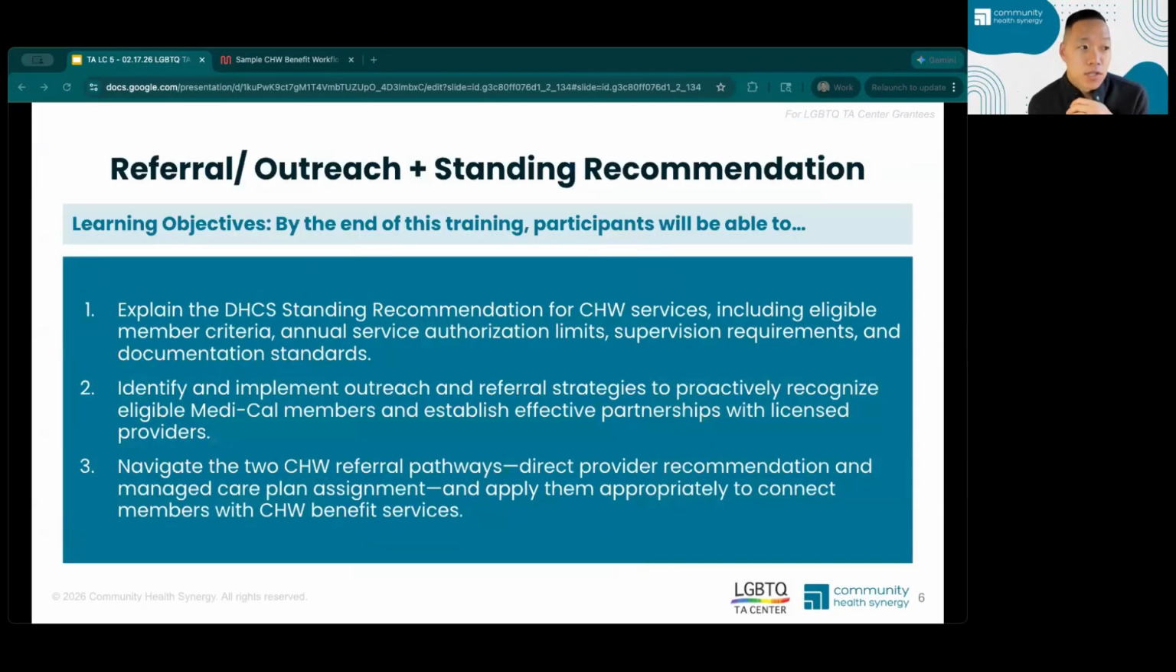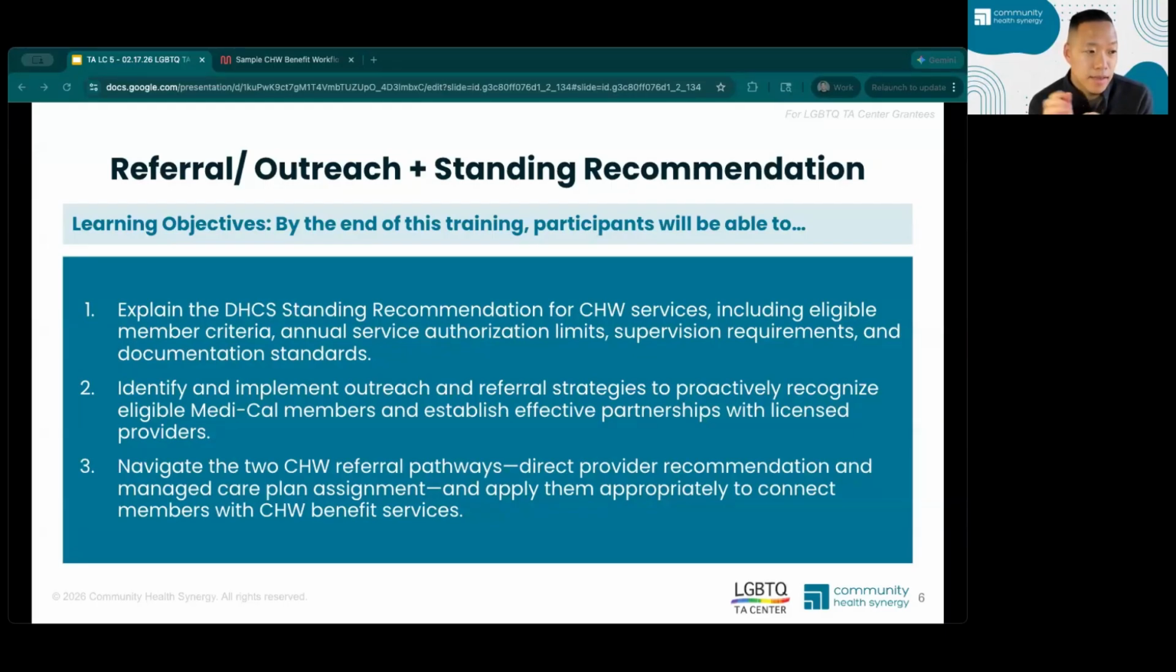And these are our proposed learning objectives. Today, we're hoping that folks will be able to explain the standing recommendation policy for CHW services, including the eligible member criteria, the Medi-Cal member criteria. Hopefully, you'll be able to articulate the annual service authorization limits, the supervision requirements, and documentation standards.